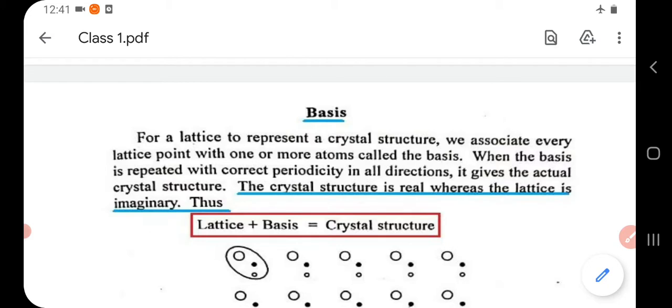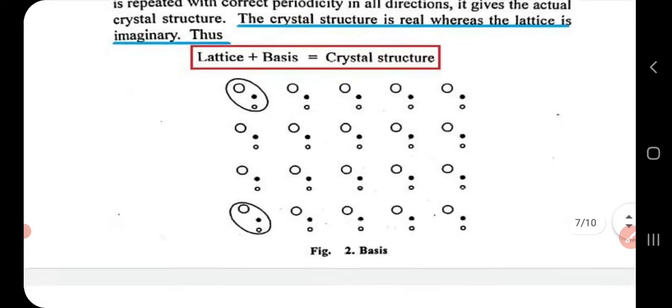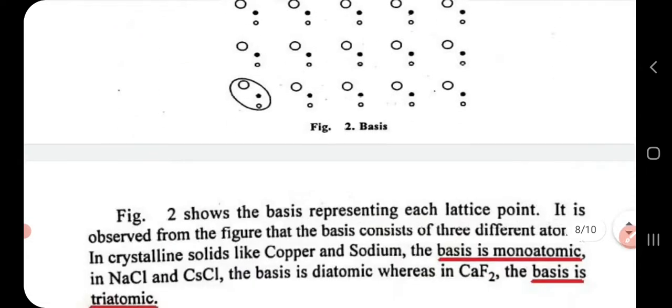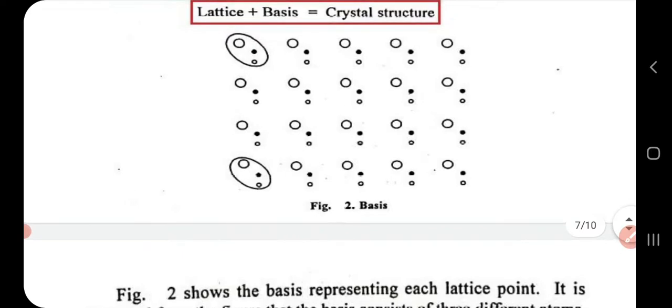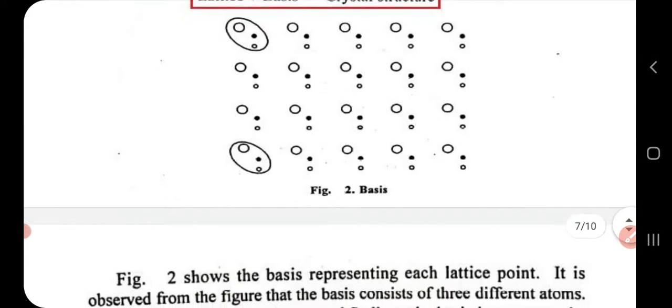Structure of a crystal is the crystal structure. What is a lattice? A set of imaginary points in three-dimensional space having identical surroundings. When you associate with each of these lattice points an atom or molecule, then you will get a basis. When this basis is repeated in a regular fashion in all directions, you will get the final crystal structure. See, this is a basis. You are associating with each lattice point an atom or molecule, just similar to the figure that I have drawn just now.